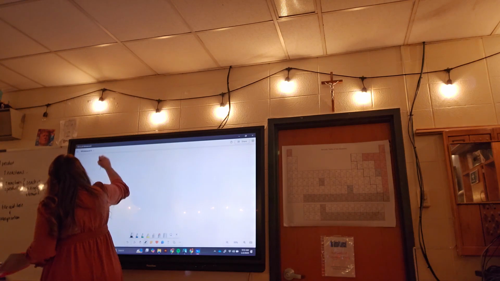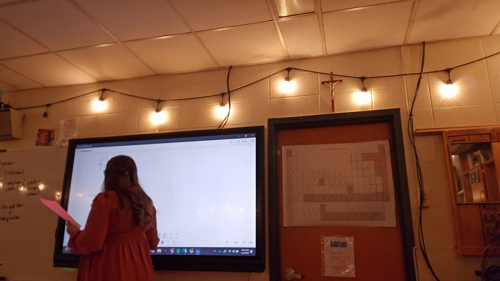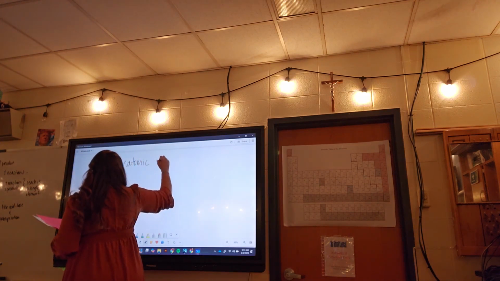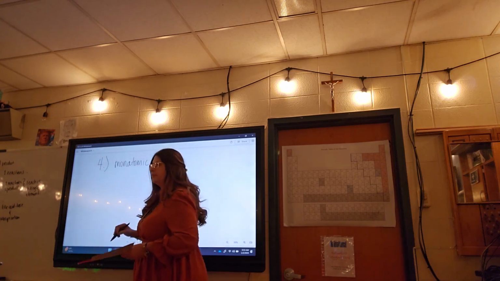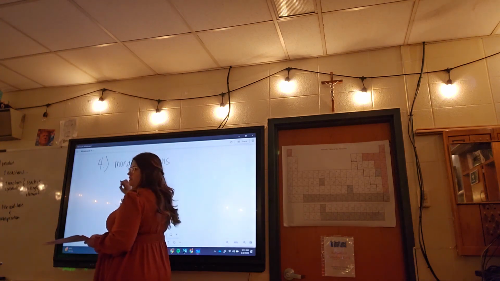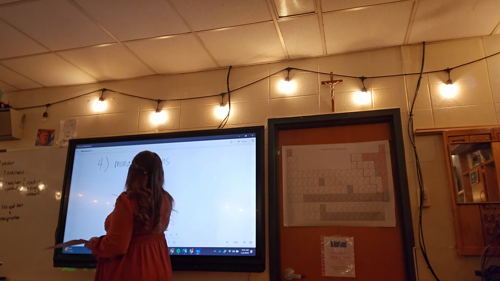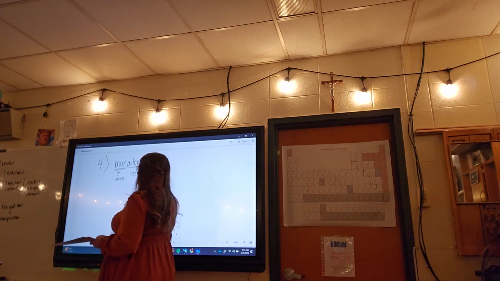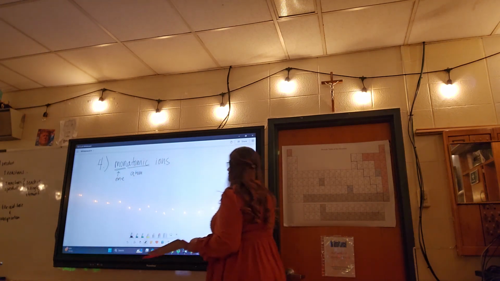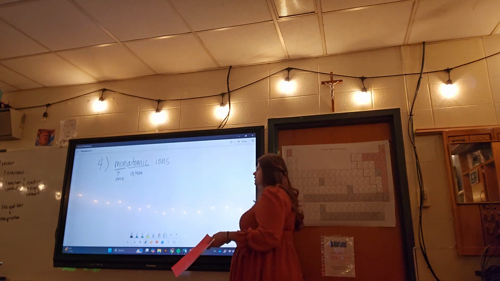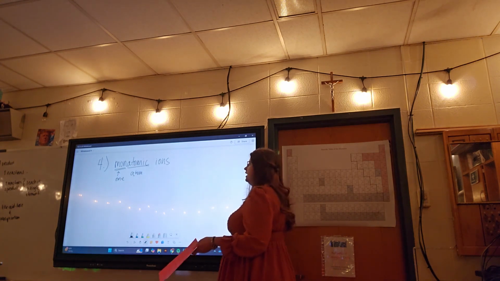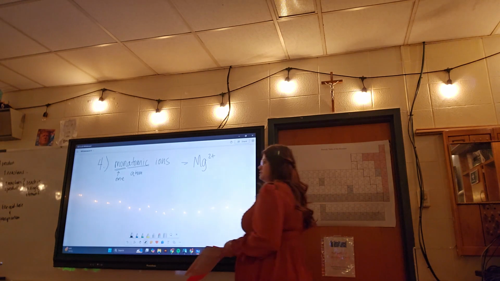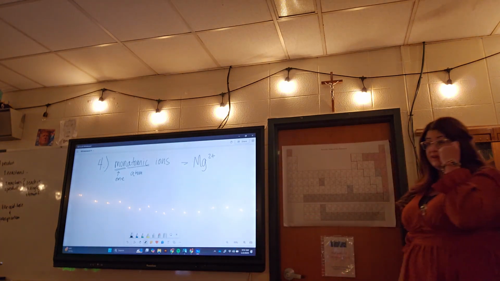Number 4 on your red sheet says for monatomic ions. What does that word mean? Monatomic. Well, atomic means atoms, right? And what does the prefix mono mean? 1. So if you have an ion that's made out of only one atom, like Mg, and its charge is 2+, that's an ion. Something's an ion if it has a charge.